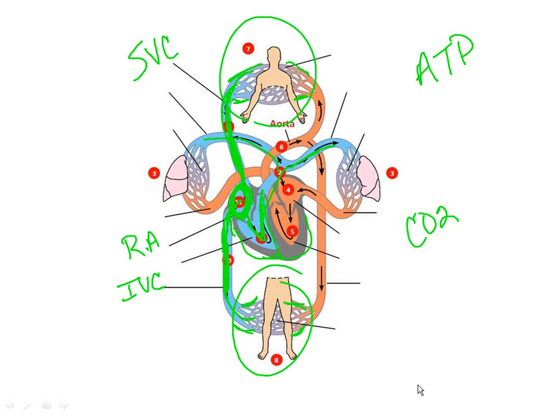Let's change colors here. We'll go with red. Through this valve, which is the pulmonary valve, and that blood goes out through the pulmonary trunk. Actually, I think I want to go with blue here because we're talking deoxygenated blood. Okay? So we go through the pulmonary valve into the pulmonary trunk, that splits into the left and right pulmonary arteries.